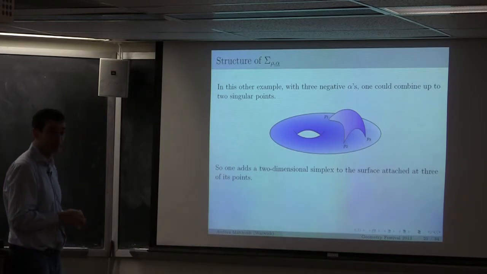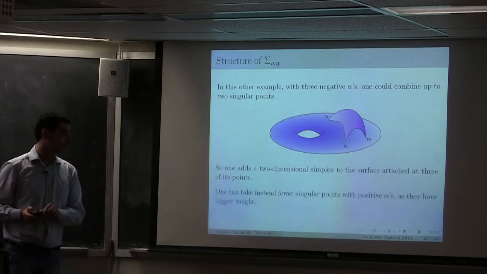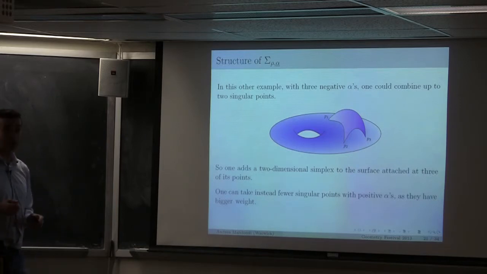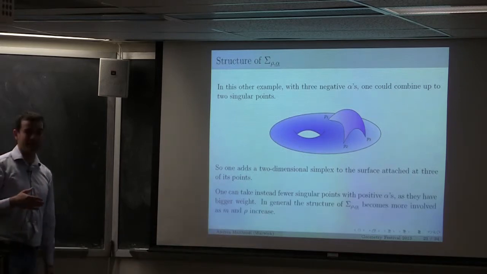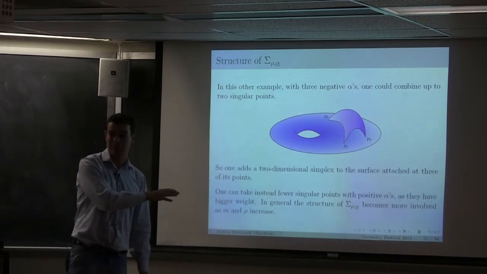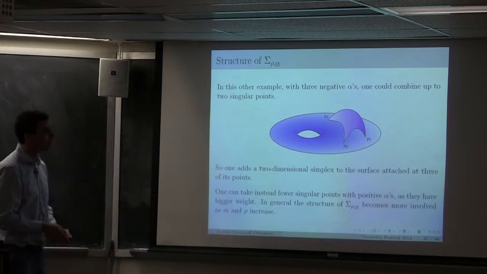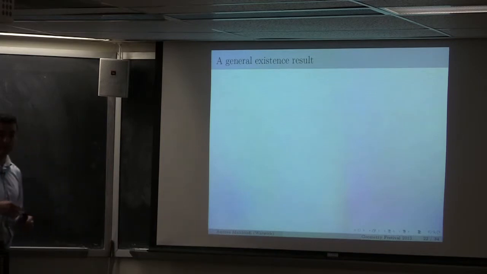So this set Σ_{ρ,α} looks like this. This was the case for negative weights. For positive weights, usually you are allowed to take fewer points because the weight would be greater than 4π, so they're more easily forbidden, in a sense. And as ρ increases and as the number of singular points increases, the structure of this set becomes really very complicated. It could be a complete mess. So that's our result in terms of this set Σ_{ρ,α}.